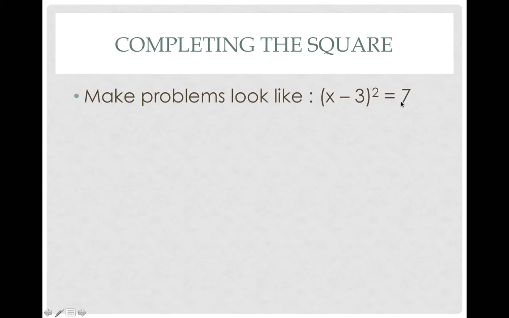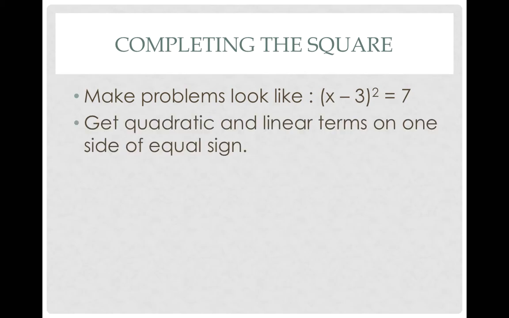So in completed square form, you have something squared equals a number. So what you're going to do is this. You need to get the quadratic and the linear terms. So what I mean is if you had 3x squared minus 2x plus 1 equals 0, you need to get the quadratic term and the linear term by themselves. So you would have to subtract 1 from both sides.